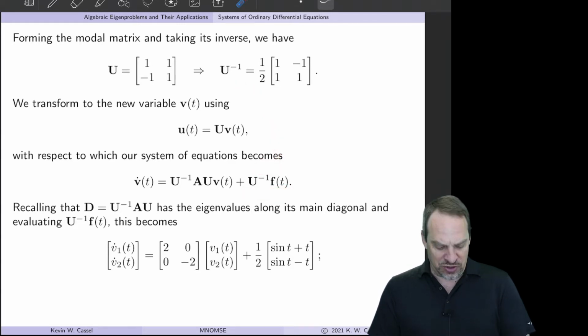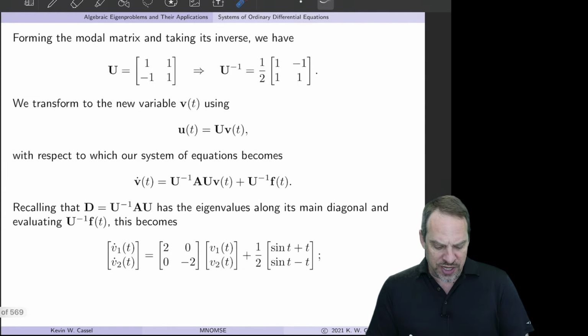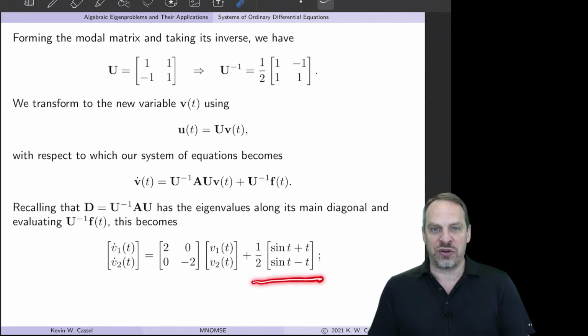Okay, so we write this all out. I, once again, do not need to evaluate U inverse times A times U. I know it's going to be a diagonal matrix with the eigenvalues on the diagonal, 2 and minus 2. Remember, they're in the same order in which I put the corresponding eigenvectors in to form the modal matrix U. Then we have U inverse times f. So here's our U inverse times our vector f, which is right here, just 2 by 1. And so that gives us this 2 by 1 vector here.